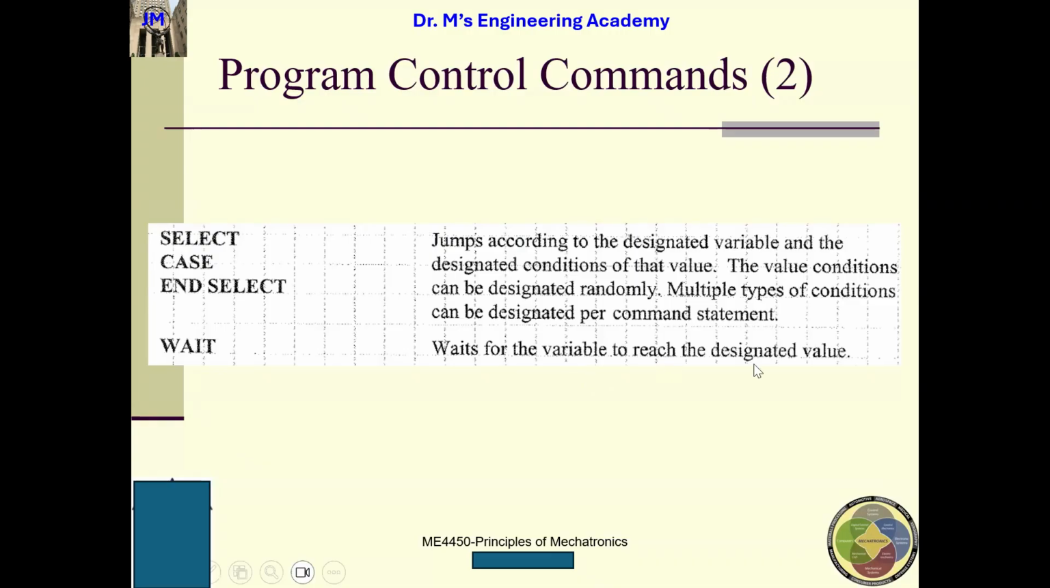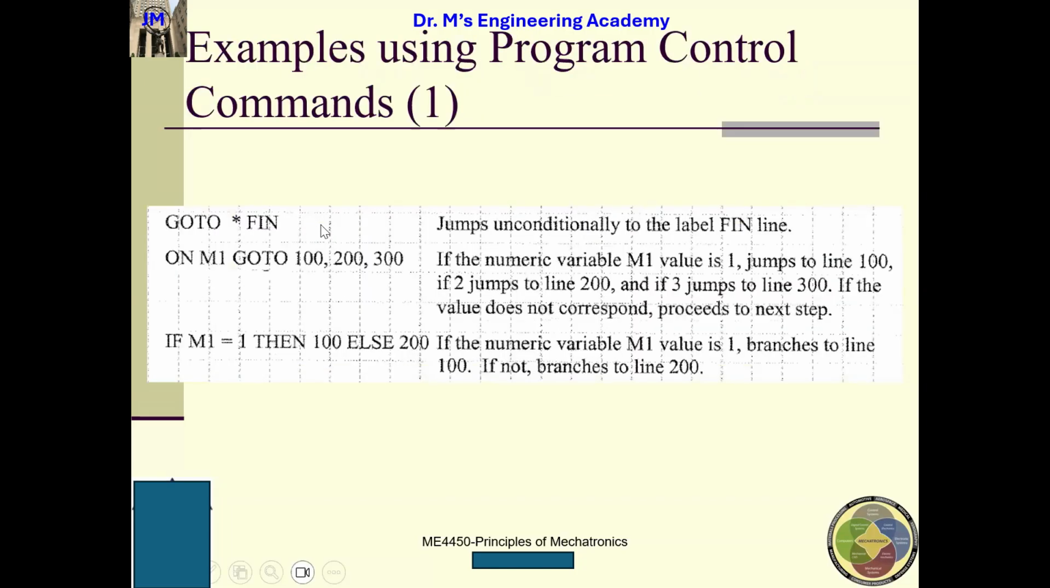And wait for the variable to reach the designated value. So here are several commands, and then we are going to give you examples. First one, go to, and this is just a single statement, okay? Here, go to start fin, and start fin is a label in the program. You will write fin something, and that means unconditionally the system will go to fin, to this label directly. So this is one case.